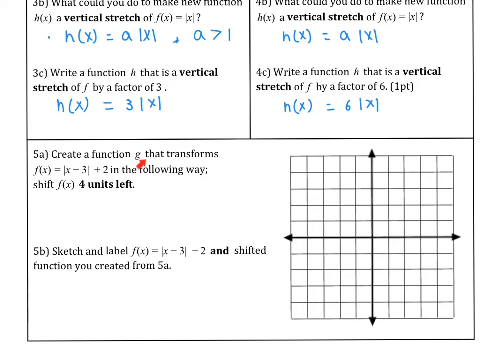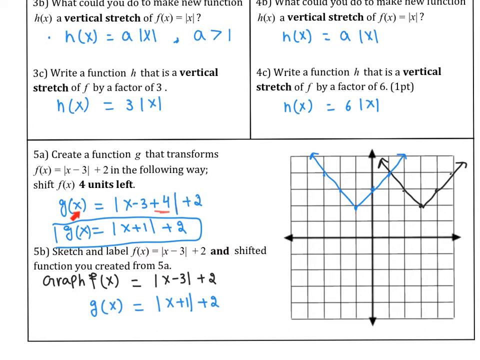Now let's discuss number 5. Create a function g that transforms f(x) in the following way. Shift f(x) 4 units left. So when we create g(x), that is going to be shifted 4 units left of the original given function f(x).